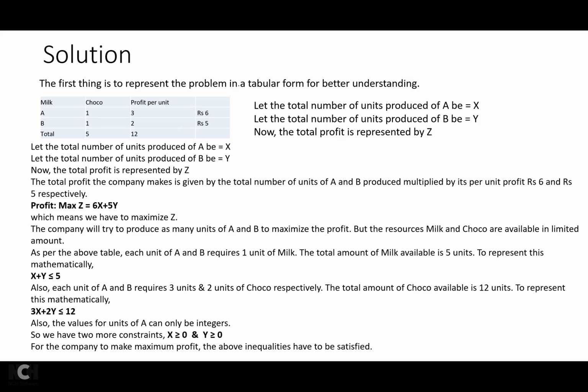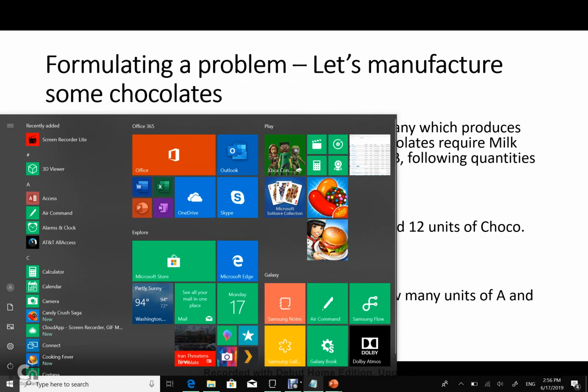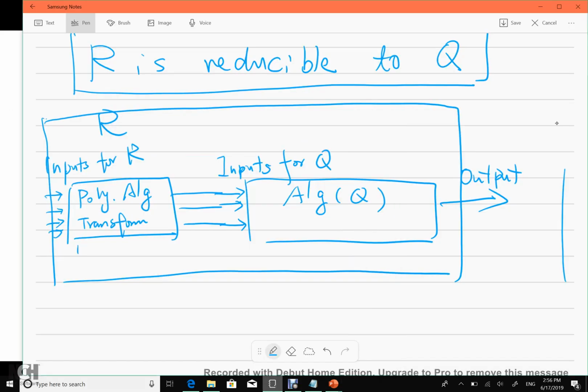The first thing is to represent this problem in a table. So we have A and B. I would like to write it down here. Okay, go back to here, and then I'm going to use this one.